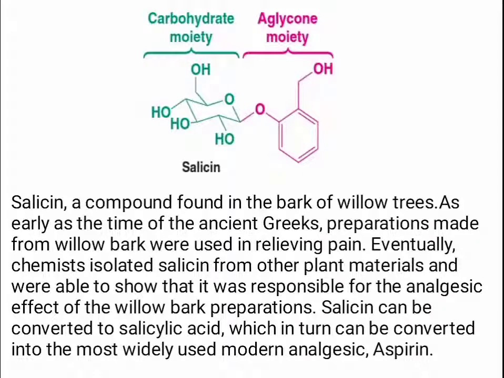Salicin is a compound found in the bark of willow trees. As early as the time of the ancient Greeks, preparations made from willow bark were used in relieving pain. Eventually, chemists isolated salicin from other plant materials and were able to show that it was responsible for the analgesic effect of the willow bark preparations. Salicin can be converted to salicylic acid, which in turn can be converted into the most widely used modern analgesic, aspirin.